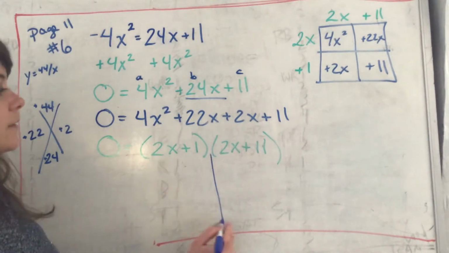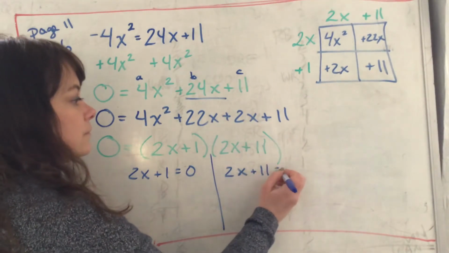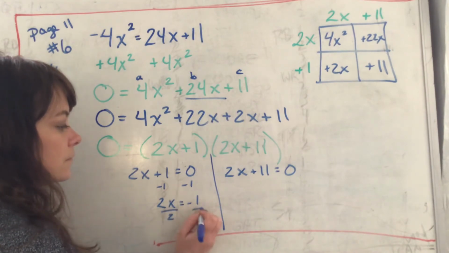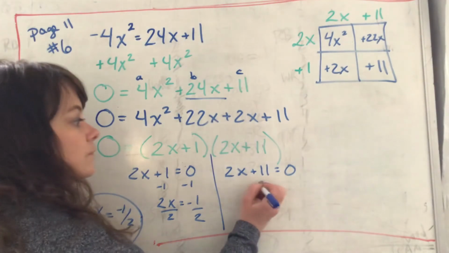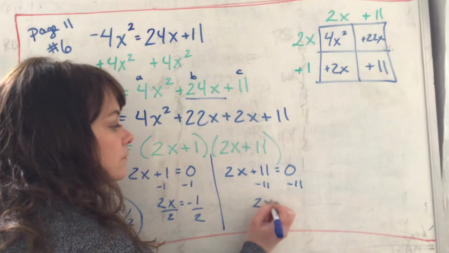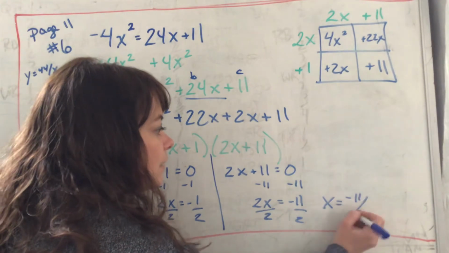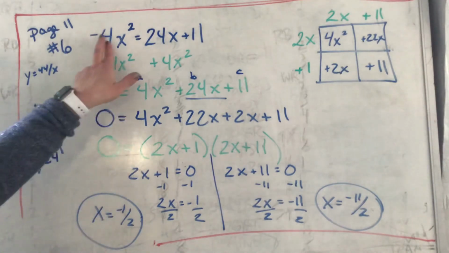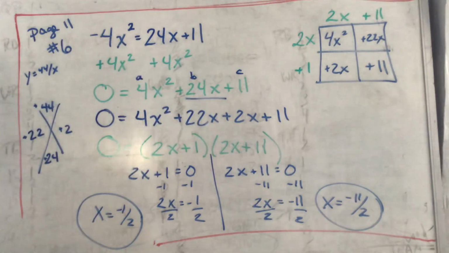The last part of it is solving. x equals negative 1/2 is one of my answers. And x equals negative 11/2 is the other answer. So I have two answers. If I plug a negative 1/2 into that original, makes it true. If I plug a negative 11 over 2 into that original, makes it true. We solved it. Okay? We solved it.